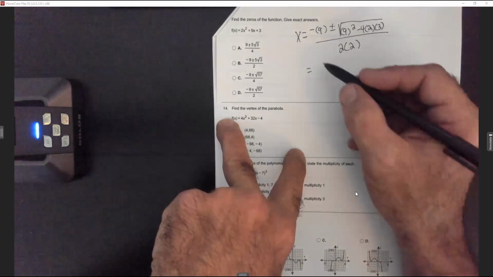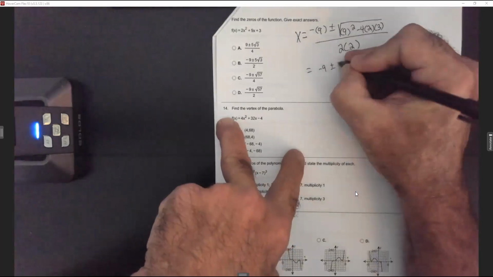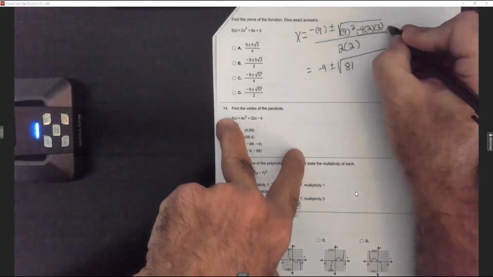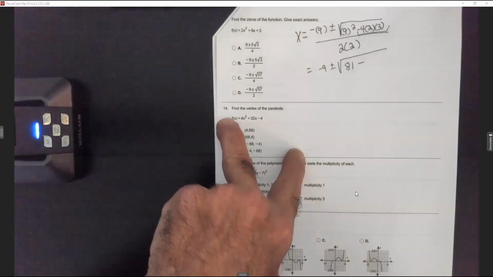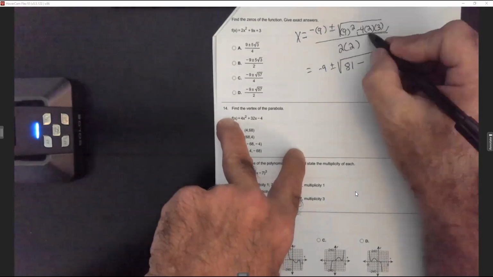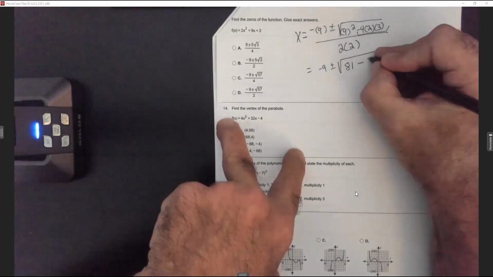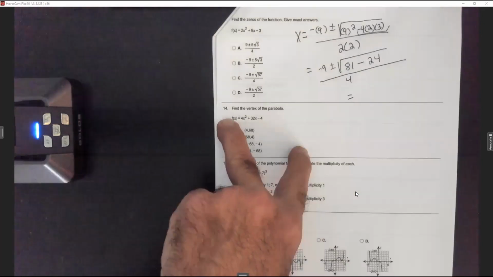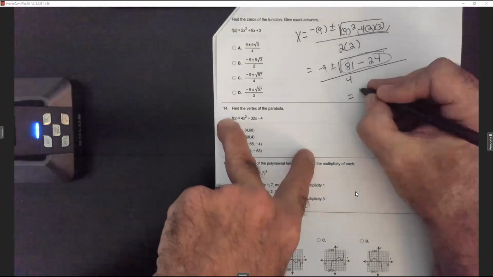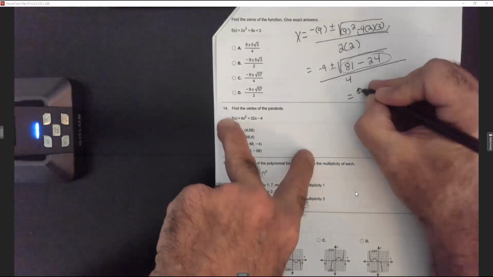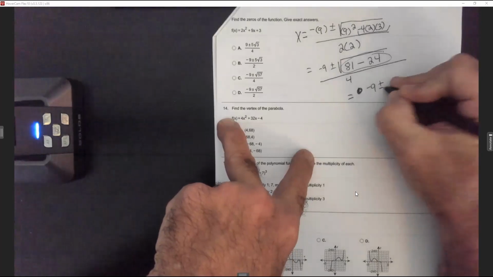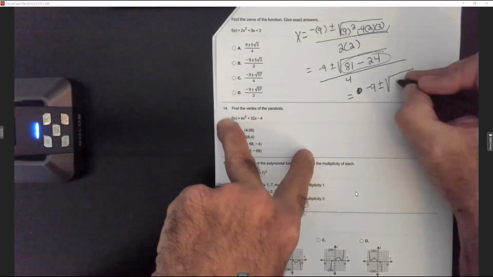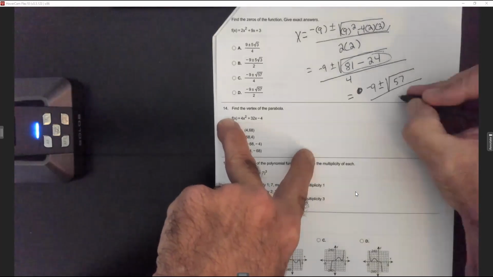So I got negative 9 plus or minus 9 squared is 81. There's only one negative over there, so that'll stay negative. And that looks like 8. 8 times 3 is what? 24. All of that over 2 times 2, which is 4. So we're getting there. Next, we're going to subtract that. So I get a negative 9 plus or minus 81 minus 24 is 57 all over 4.